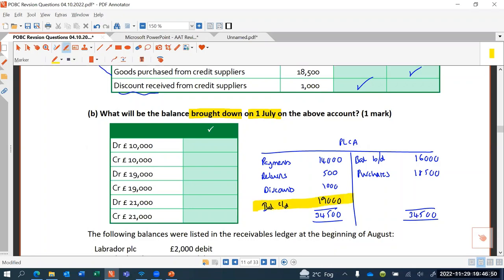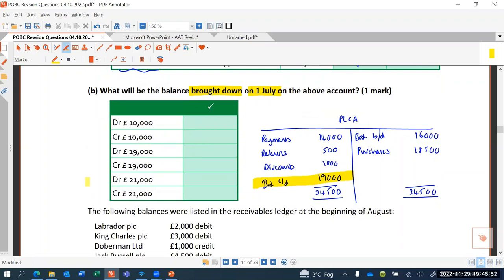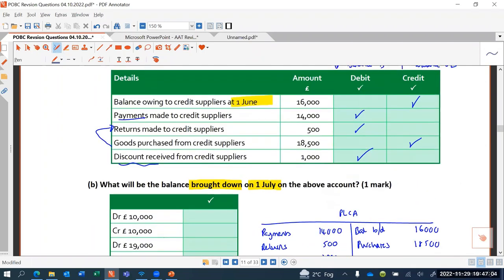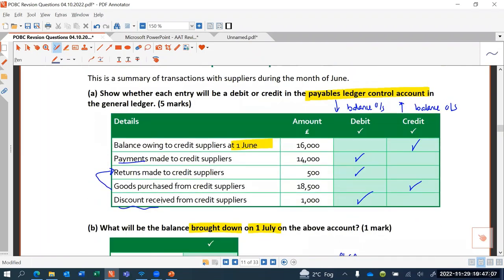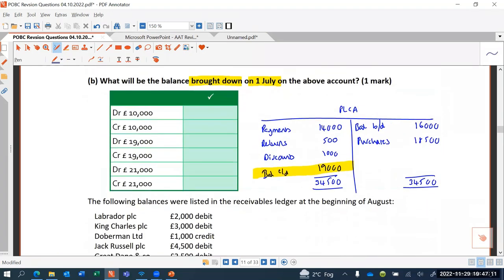That's the balance carried down. Not the balance brought down. But the question wants the brought down. This appears to be information for the month of June. Here we go. Transactions in June. So what do we owe at the beginning of June? What do we owe at the end of June? What we want to know is, what is the balance brought down?